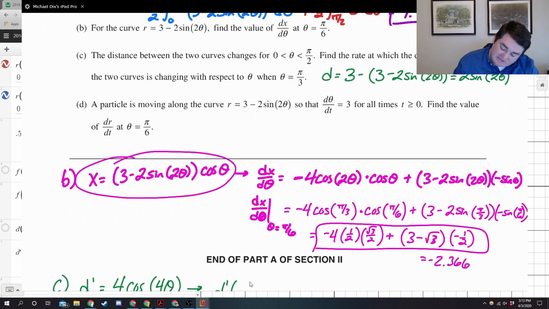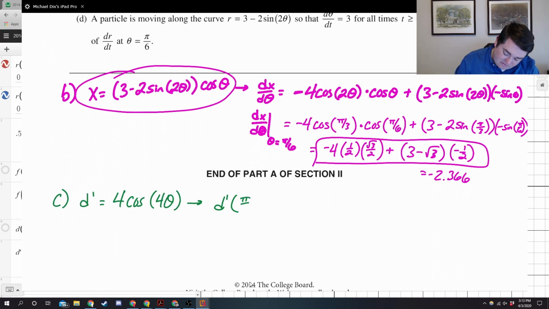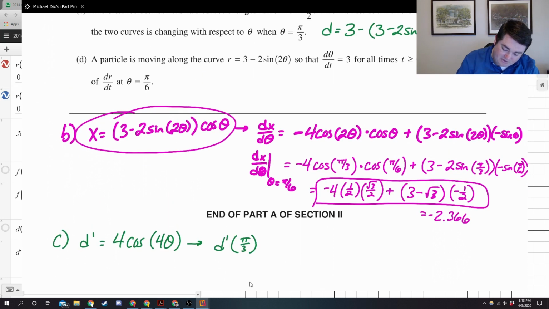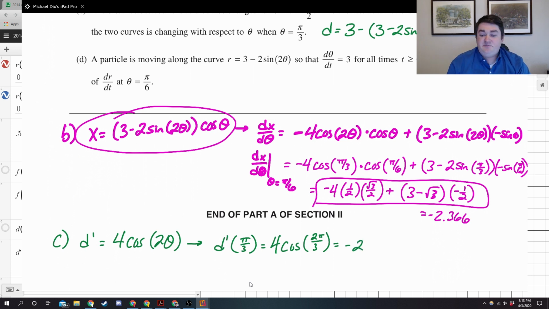And that rate at theta equal pi over 3, oh, I'm sorry, I put a 4 where I meant to put a 2 right here. 4 cosine 2 theta. D prime of pi over 3 would be 4 cosine of 2 pi over 3. Cosine 2 pi over 3 is negative 1/2. 4 times negative 1/2 is negative 2.